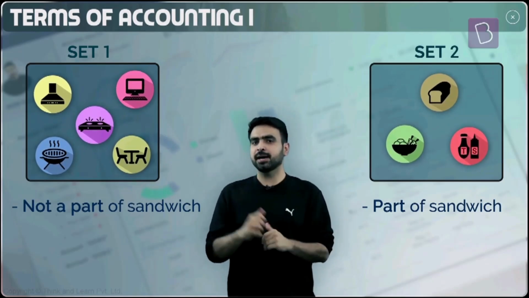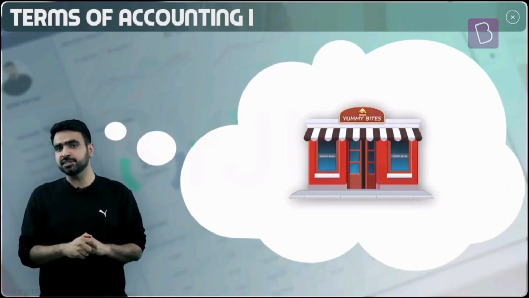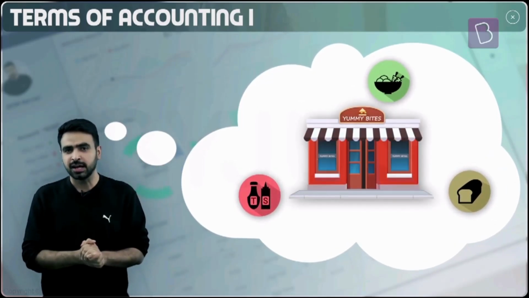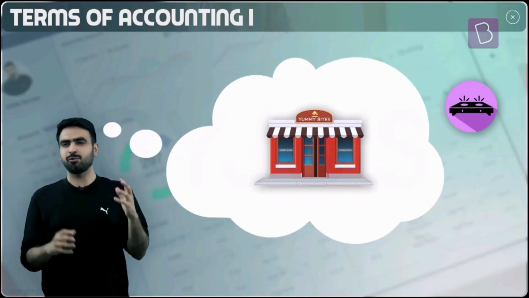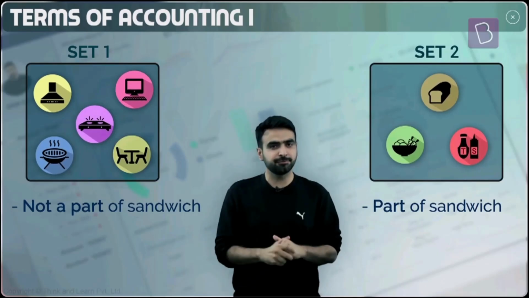So what do I mean by this? I mean, when you imagine Yummy Bites, you think of breads, sauces, vegetables, toppings. But you never think of stove or furniture or computer. Moving to the next difference.